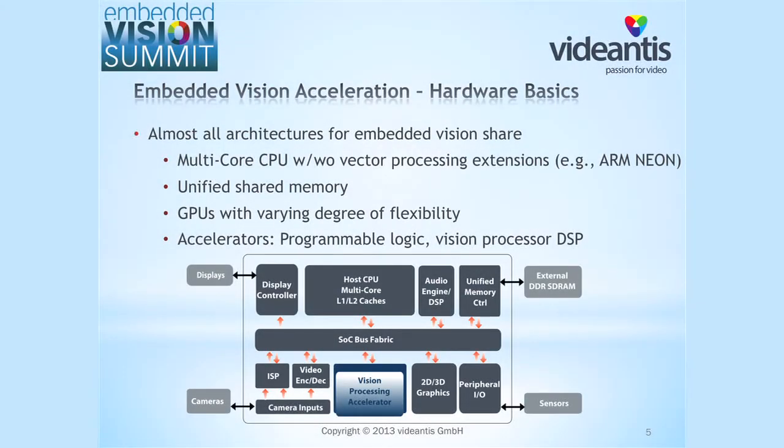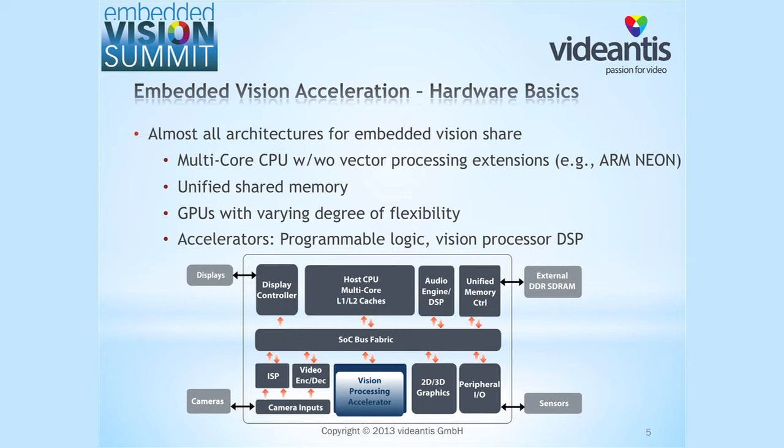Let's go one step back and have a look at the hardware basics for embedded vision acceleration. Almost all architectures that you see these days share the following. You have some kind of multi-core CPU with or without vector processing extensions like the ARM Neon things. We usually have a unified shared memory, and that's a big difference compared to the PC domain, for example. We have GPUs with a varying degree of flexibility, and what's now showing up are accelerators, programmable logic, or vision processing DSPs.